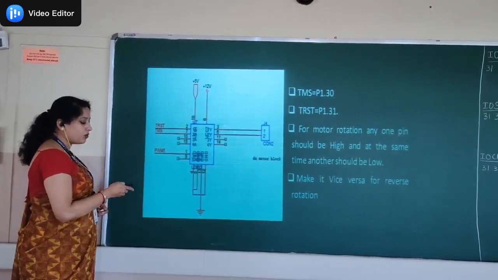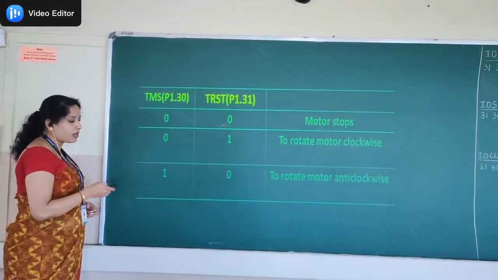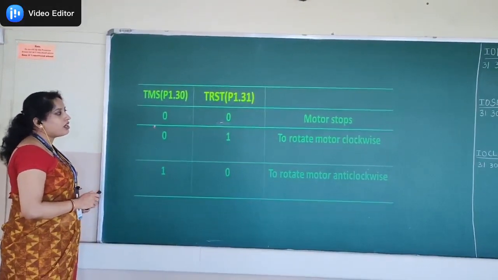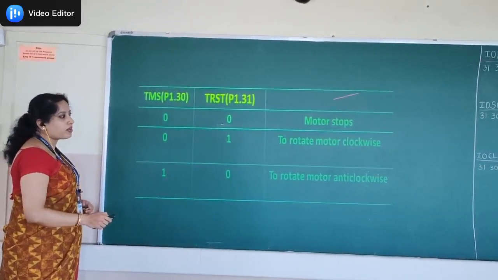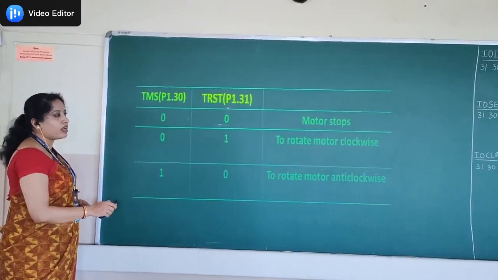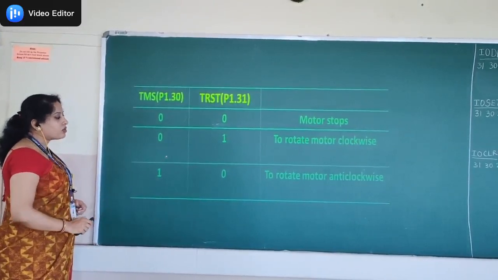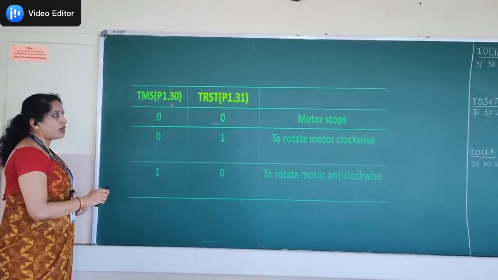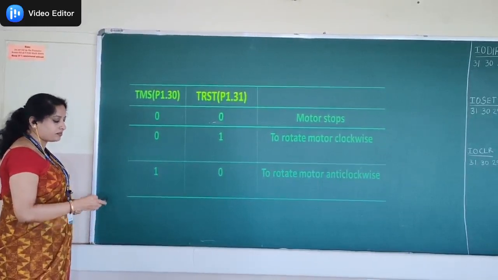So in order to rotate a motor, you have to apply a high pulse to one of these pins, and the other should be low. So this table illustrates the series of pulses to be applied in order to rotate the motor in a clockwise and anti-clockwise direction. When you apply a low pulse on both the pins, the motor is going to stop. When you apply a high pulse on TRST, controlled by port 1 pin number 31, the motor will rotate clockwise. When the high pulse is applied on the TMS pin, controlled by port 1 pin number 30, the motor is going to rotate anti-clockwise.